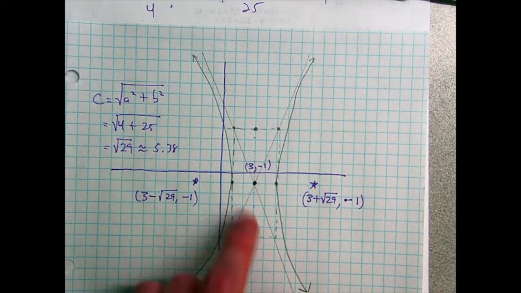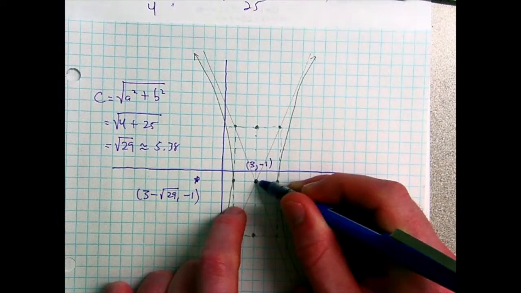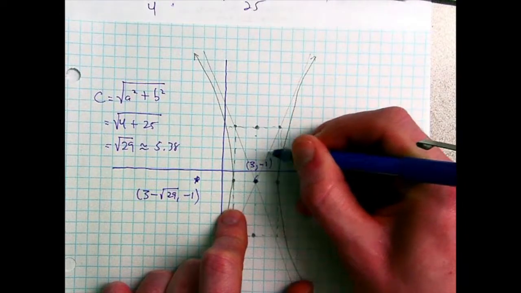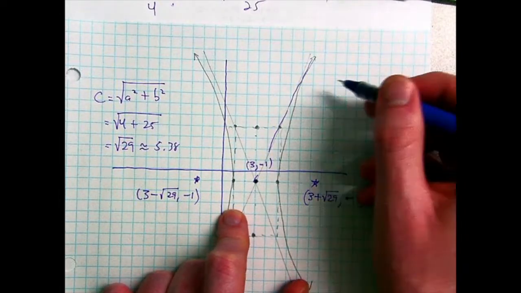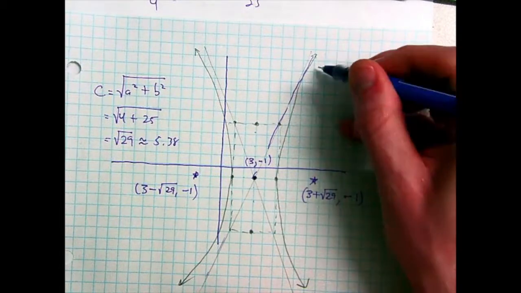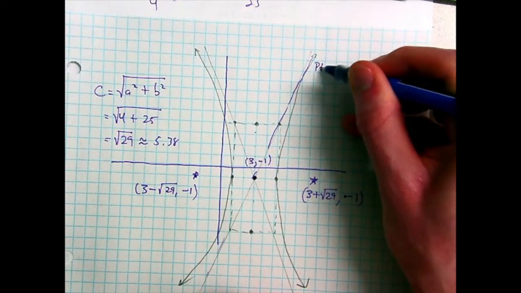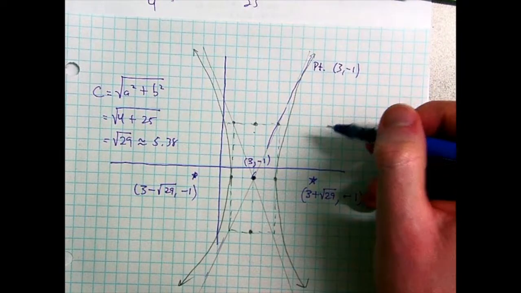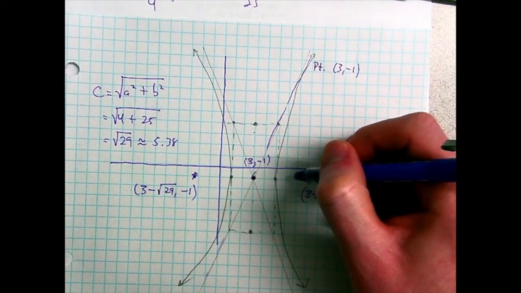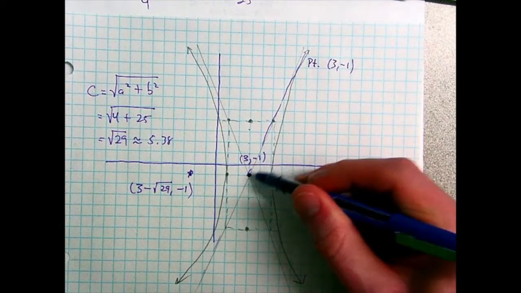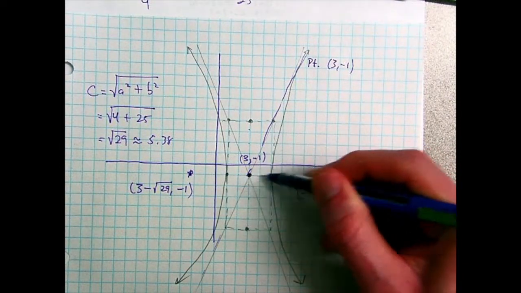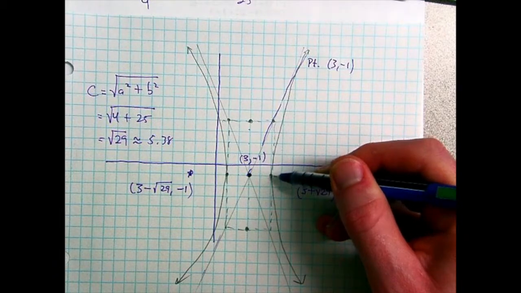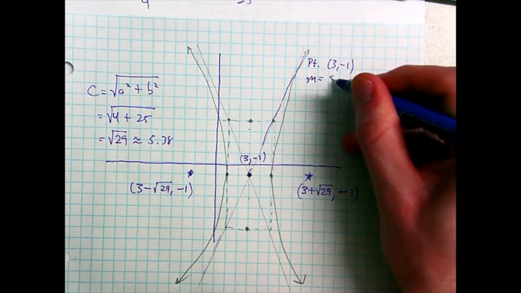So let's look at this asymptote here first. Let's start with that one. Of course, it goes through the point (3, -1), right? The asymptote goes through the center, and we can actually figure out its slope. You can see from here to here, it goes over 2 and up 5, right? So that's a slope of 5 over 2.